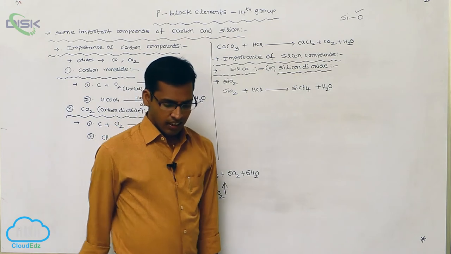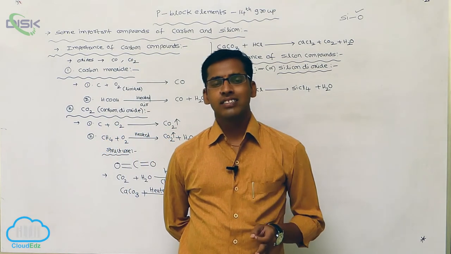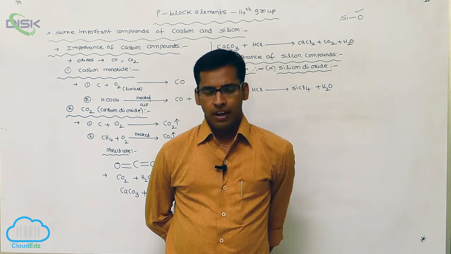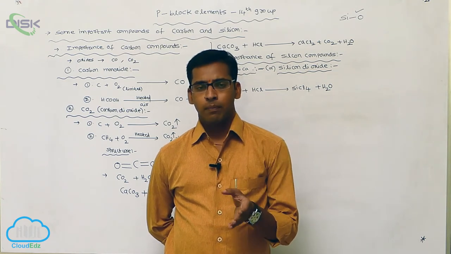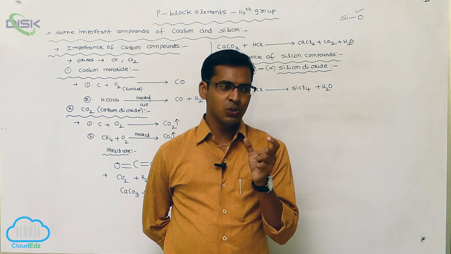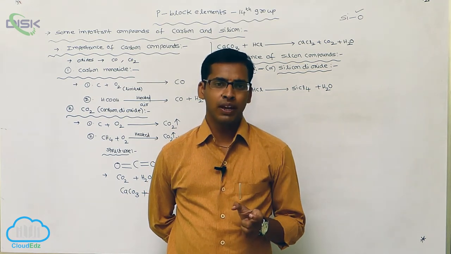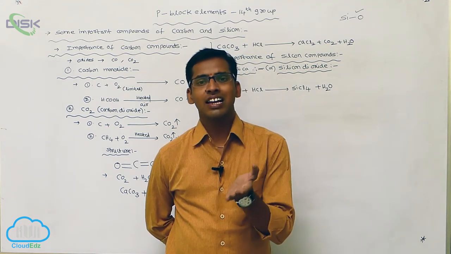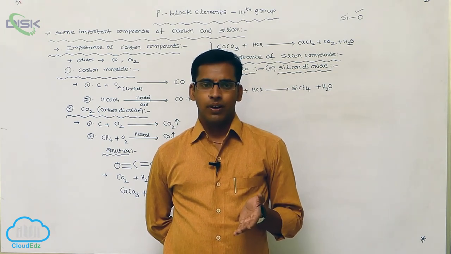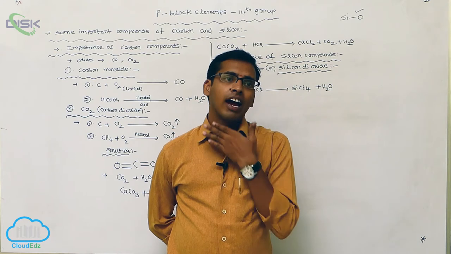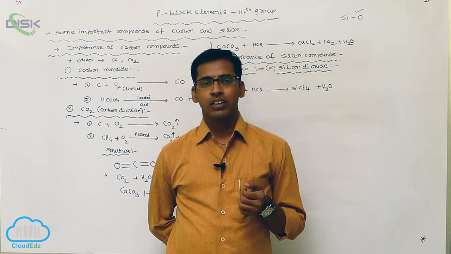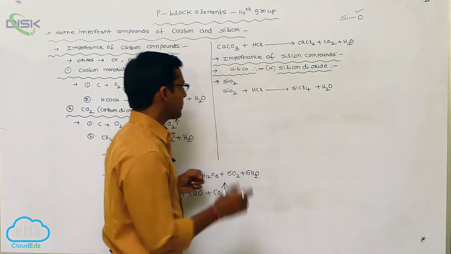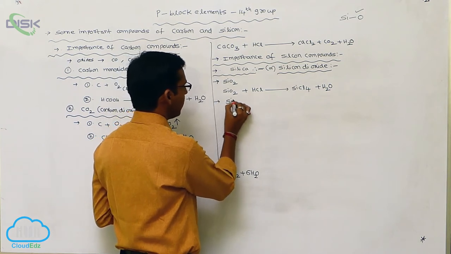Now, silica is used in various industries like the paper industry, and it is mainly used for the development of chromatographic plates. For the development of chromatographic plates, we use silica gel G. It is also used in cosmetic and paper industries, etc. The second compound is silicates.